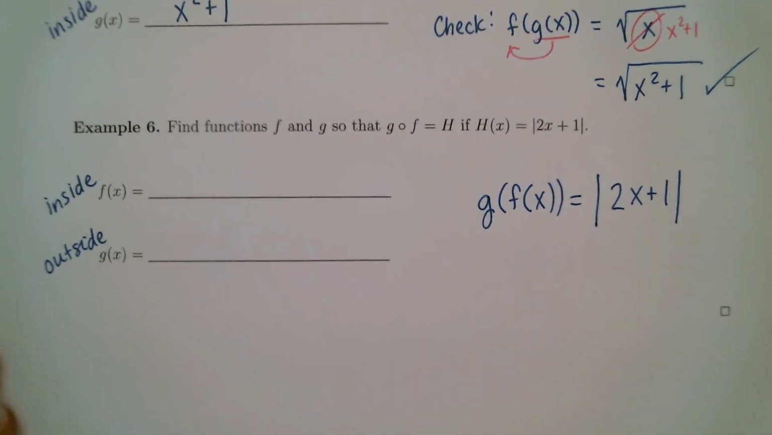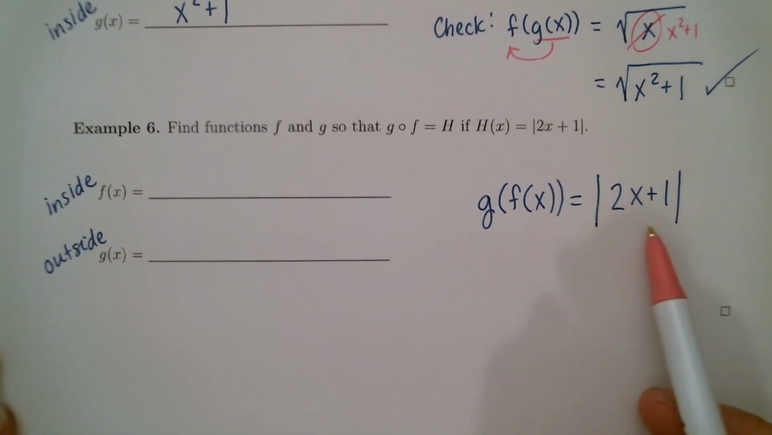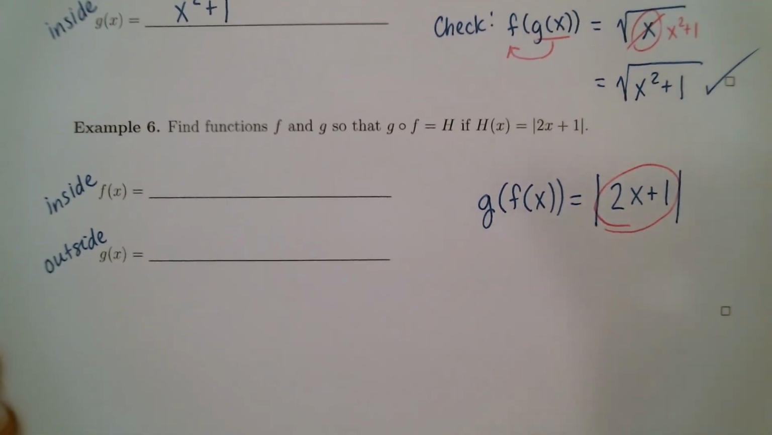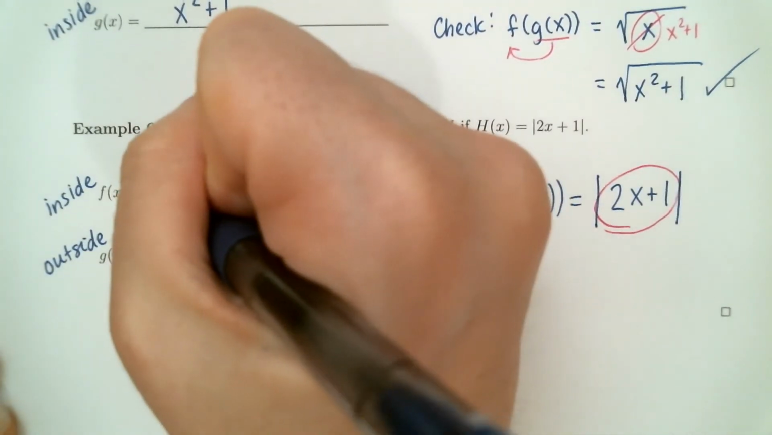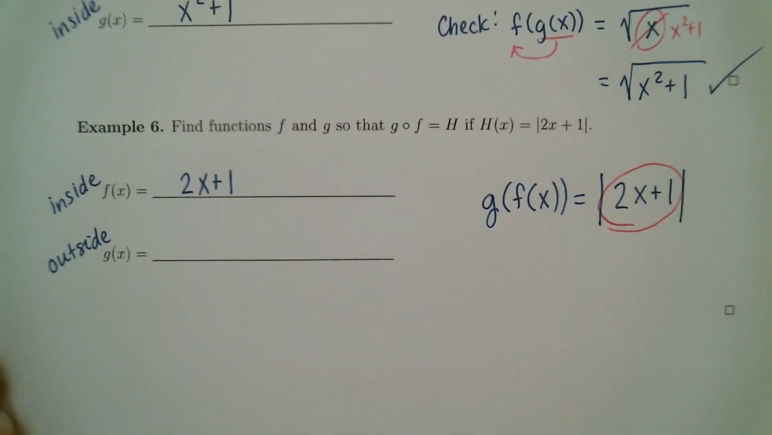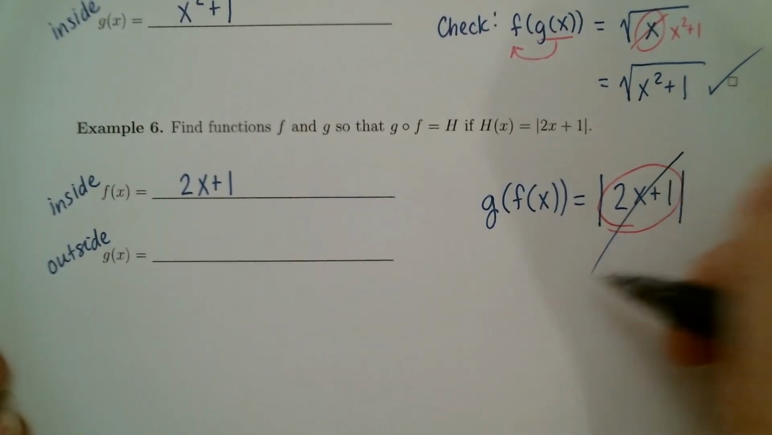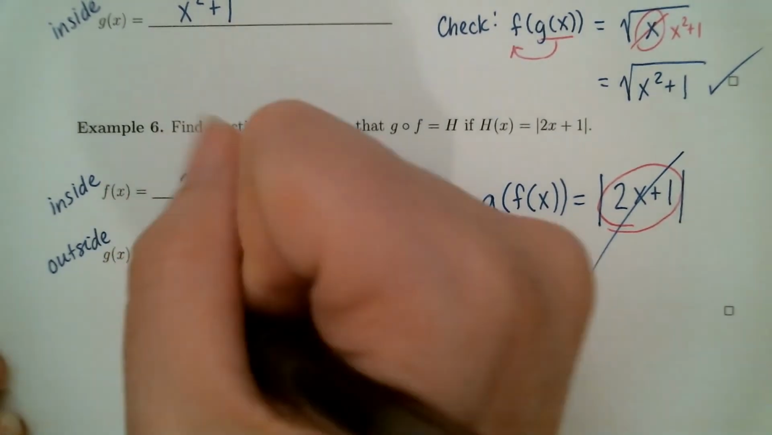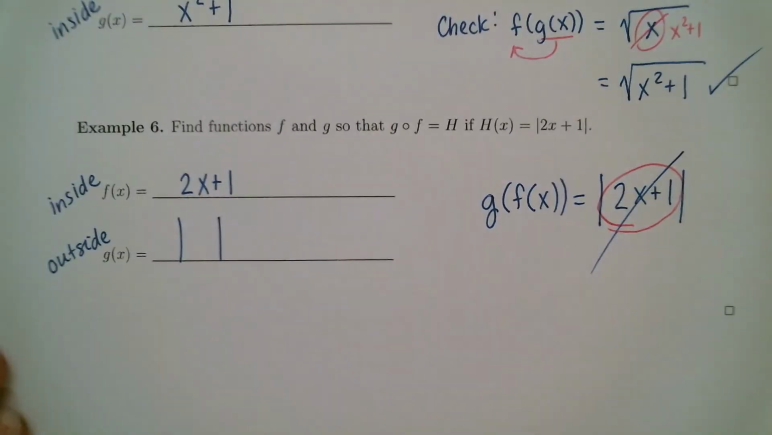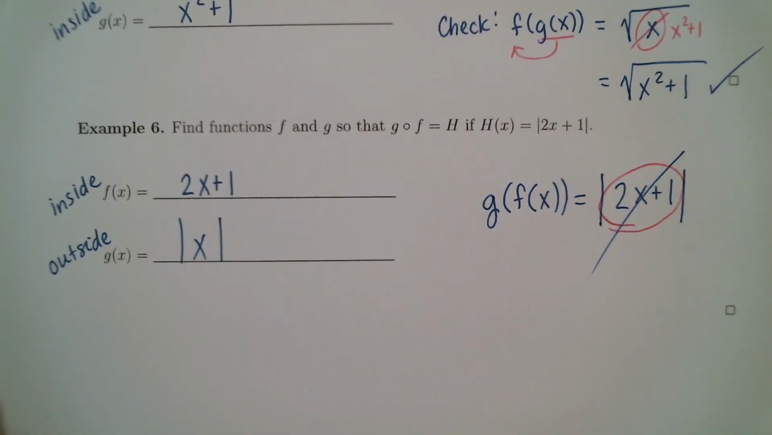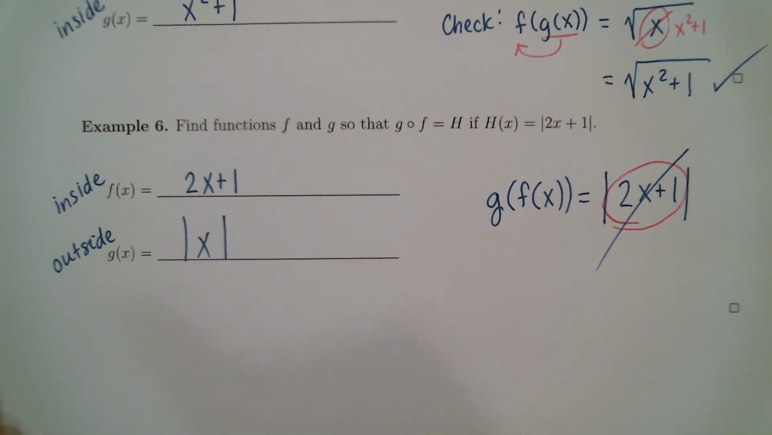So go ahead and say, if this is my composite function, what is on the inside? Well, inside the absolute value is 2x plus 1. So that's going to be my f of x, my inside function. Then I'm going to cross it off because we've used it. And then what's left? Well, the absolute value bars are left. But again, you need a variable, so stick it inside. So that's your f of x and that's your g of x.